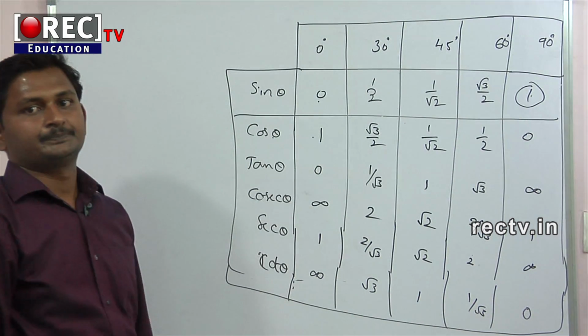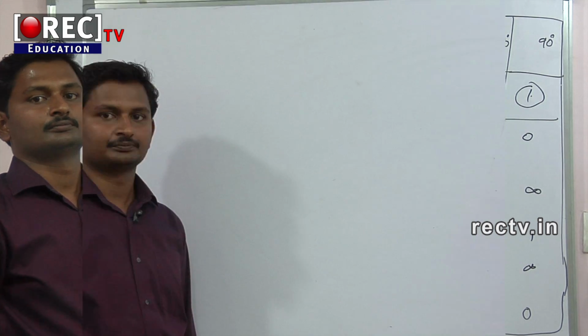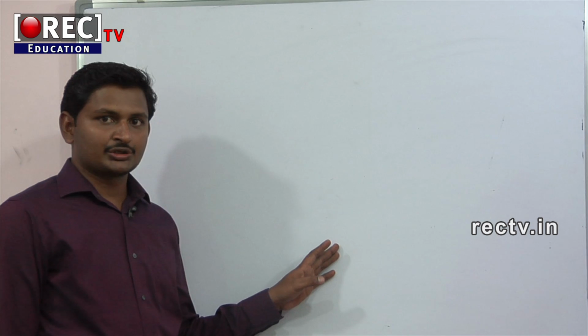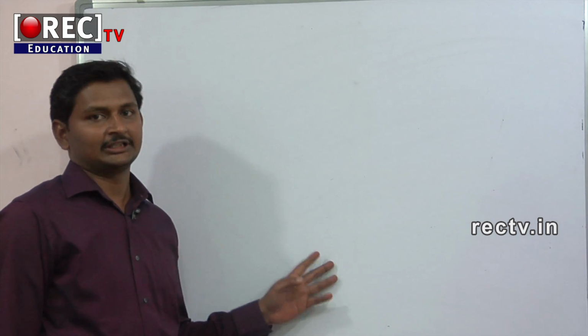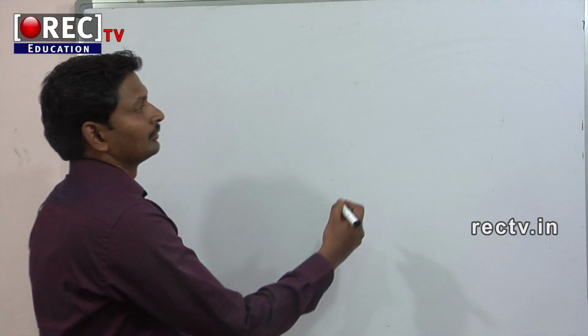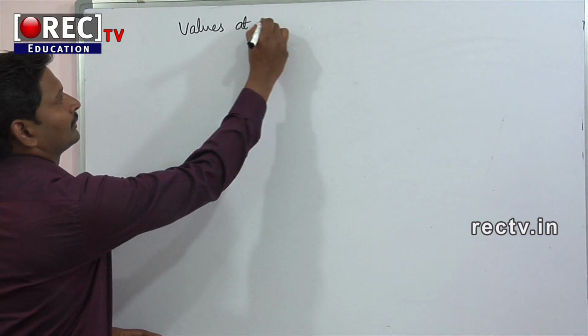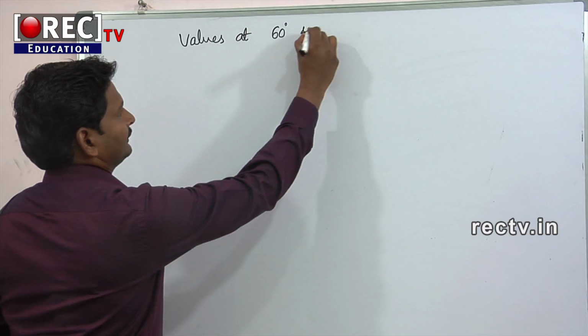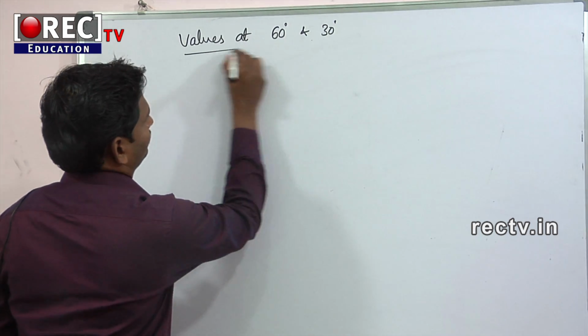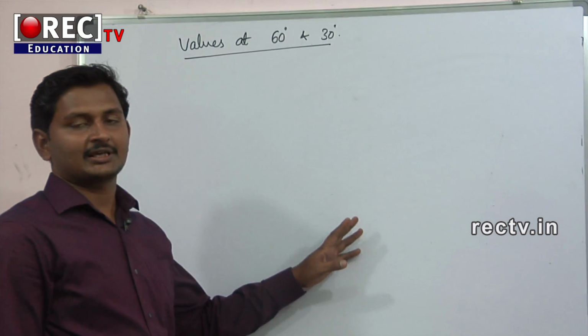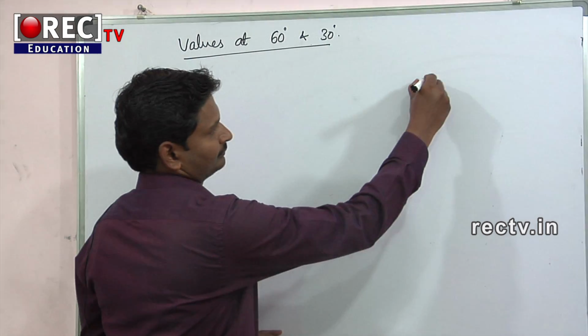I will explain now. Now I am finding the values of trigonometric ratios at 60 degrees and 30 degrees. To find these values, first we have to construct an equilateral triangle.